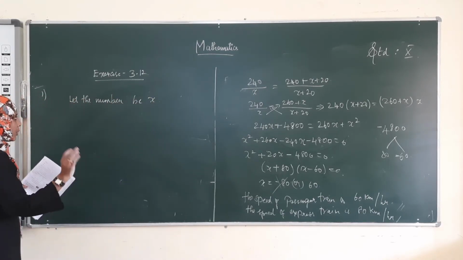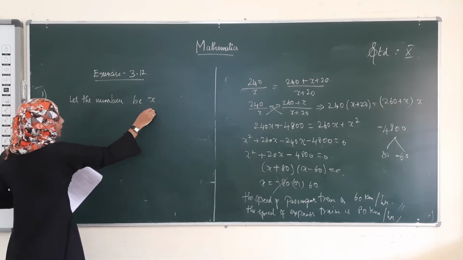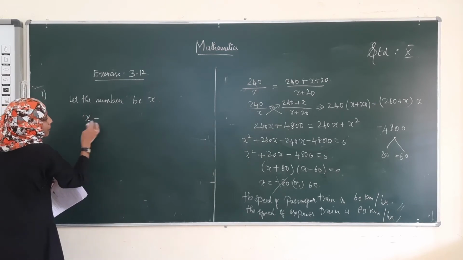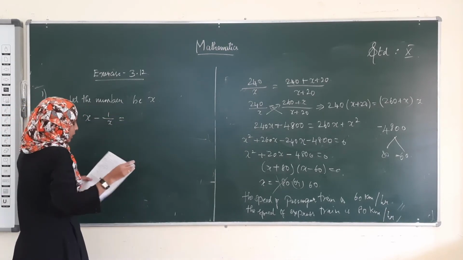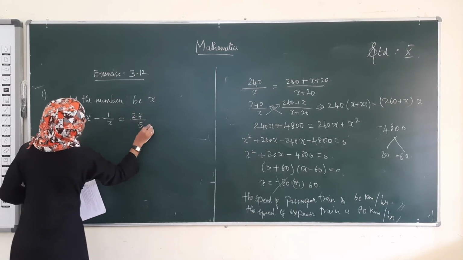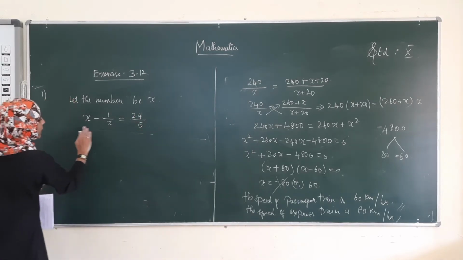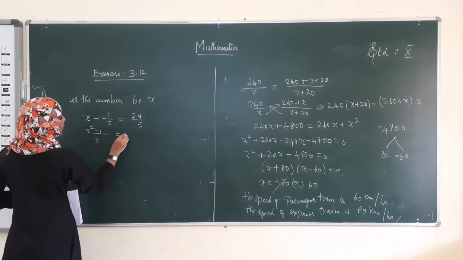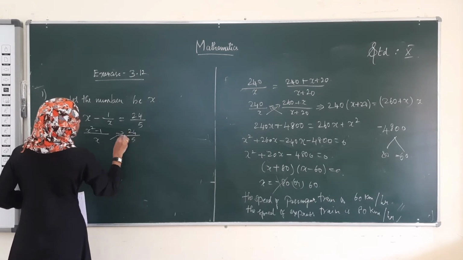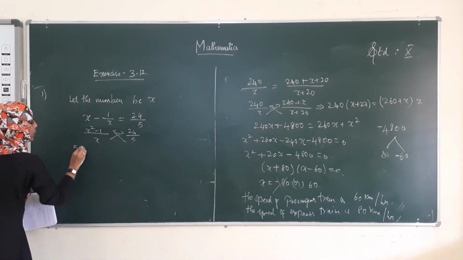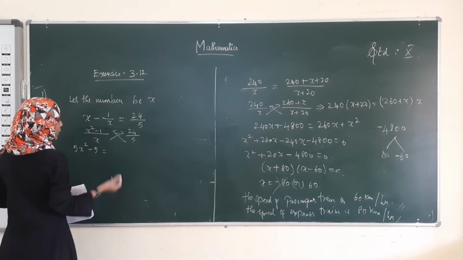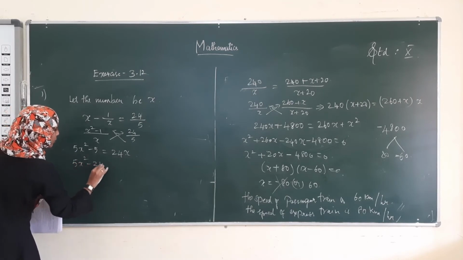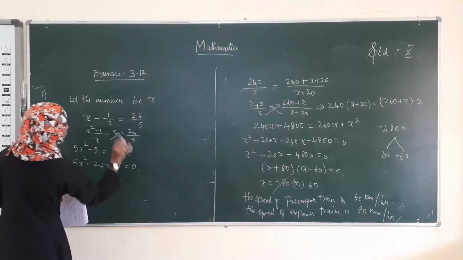So what they have given: the difference between the number and its reciprocal. What's its reciprocal? Reciprocal is 1 by x. So the difference between the number and its reciprocal is 24 divided by 5. So hence we have found the formulation. Shall we simplify this? See here, on taking LCM, x square minus 1 over x is equal to 24 divided by 5. On cross multiplying, what we get? 5 into x square minus 5 is equal to 24 into x. Therefore, 5 into x square minus 24 into x minus 5 is equal to 0.